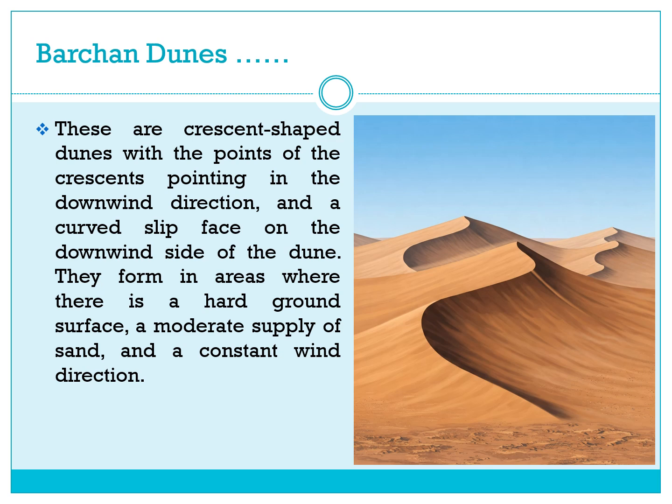Barchan dunes. Barchan dunes are crescent-shaped dunes with the points of the crescent pointing in the downwind direction and a curved slip face on the downwind side of the dune. They are formed in areas where there is a hard ground surface, a moderate supply of sand, and a constant wind direction.